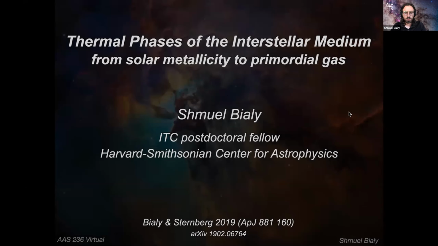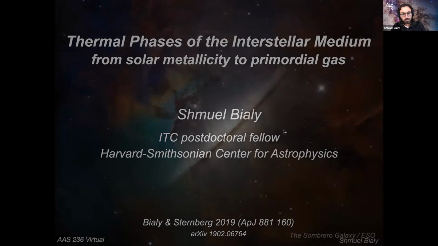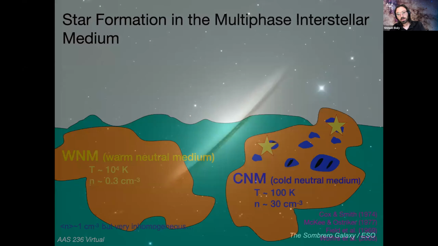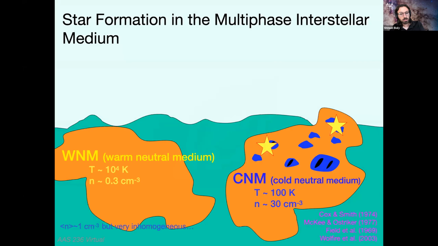So I'll be talking about this project that was in collaboration with Amiel Sternberg, published in 2019. Basically, if we talk about galaxy evolution and star formation, I think a good way to understand that is to first focus on the interstellar medium, the ISM, where everything begins. Stars form in the interstellar medium, mainly in the neutral part. We now know that the ISM is very inhomogeneous. It consists of different phases of different densities and temperatures.